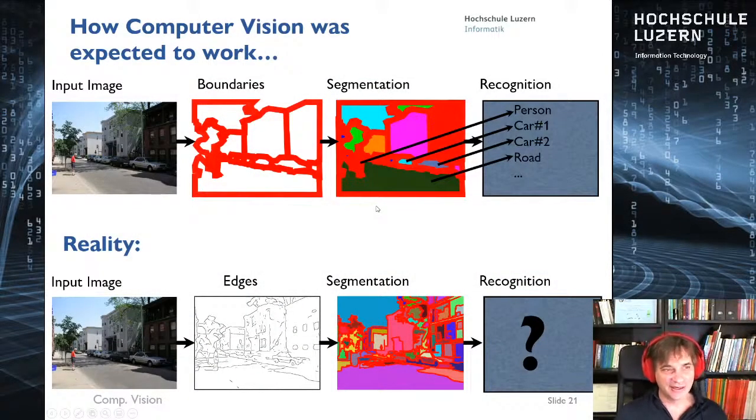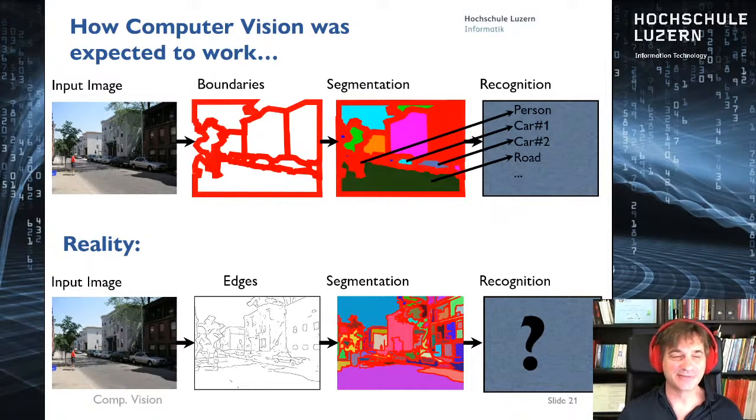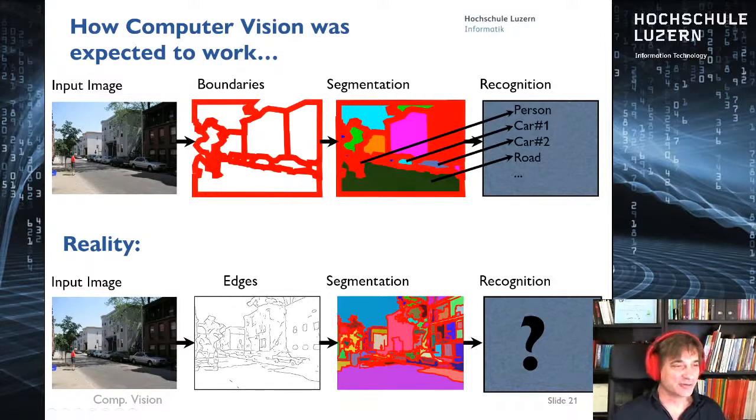Okay, so next today we will look a bit at segmentation. Here is an image that tries to describe how computer vision changed over the years, what was expected of computer vision in the early times of image processing, and what is more happening now. So what we expected to have is that we would have an input image.